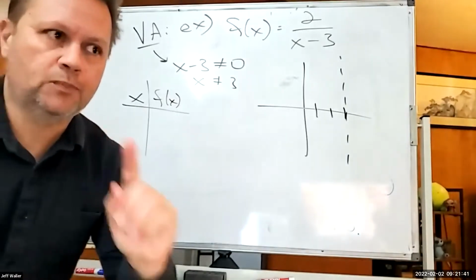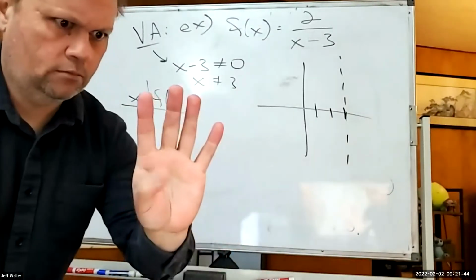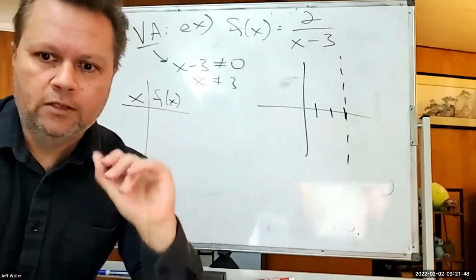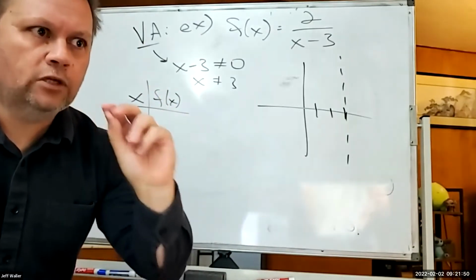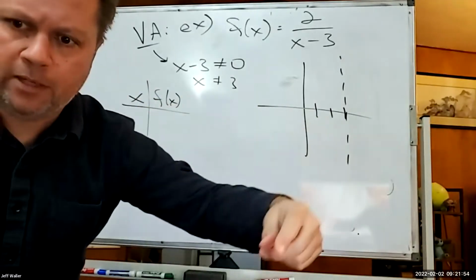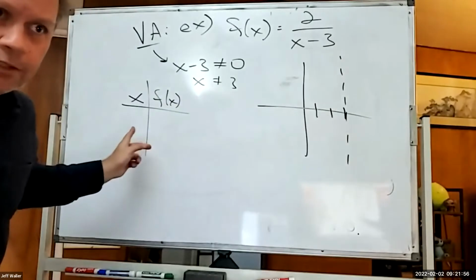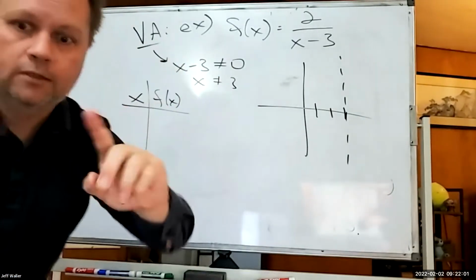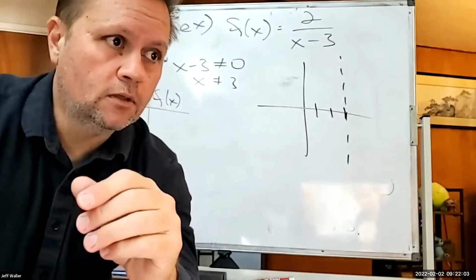Now the trouble spot is 3. There it is, 3. So when the trouble spot was infinity, I just made the inputs get bigger. The trouble spot is 3. So what can I do with my inputs to investigate what happens? Approach 3. Say again? Approach 3. Yes, good. I like it.